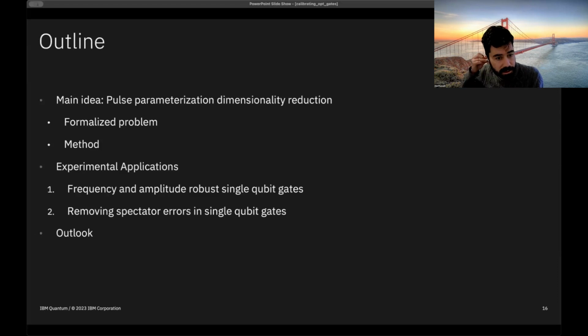Okay, so for the rest of the talk, this is what I'll talk about. I'll talk about the main idea that we have, which is pulse parameterization, dimensionality reduction. So I'll formalize the problem and talk about the method. And then I'll talk about two experimental applications that we applied this to: frequency and amplitude robust single qubit gates, and then another one for removing spectator errors in single qubit gates. And then I'll just conclude with some outlook.